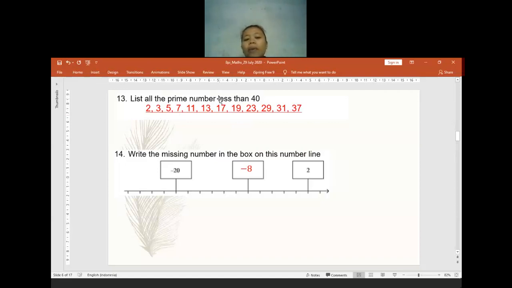So here are the prime numbers less than 40: 2, 3, 5, 7, 11, 13, 17, 19, 23, 29, 31, 37. Is there anyone having a different answer, or maybe I missed some numbers in here?